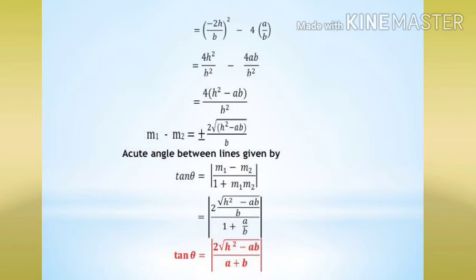We have already seen tan theta is equal to m1 minus m2 upon 1 plus m1 into m2. Now we have found out the value of m1 minus m2. We are writing inside the modulus, so we will just consider the positive sign. So m1 minus m2 is 2 root of h square minus ab upon b, upon 1 plus a upon b. In the denominator we will take the LCM and b will get cancelled. So what is your answer? Tan theta is equal to modulus of 2 root of h square minus ab upon a plus b. So this is your acute angle between the two lines.